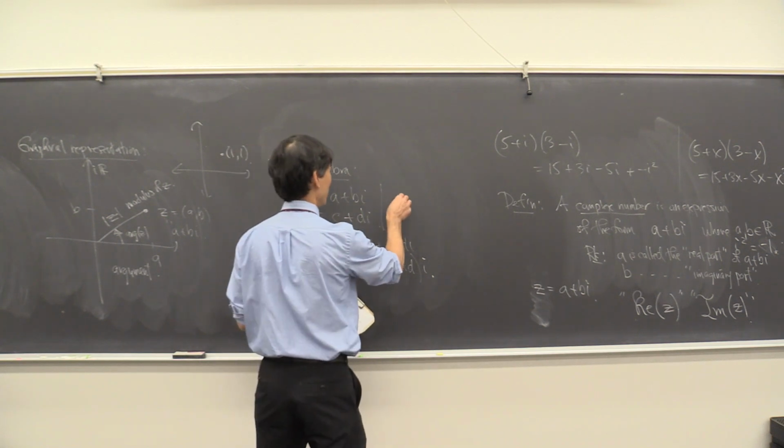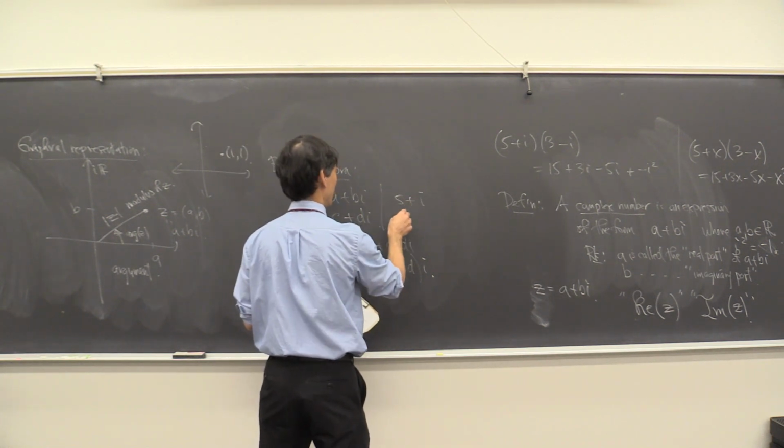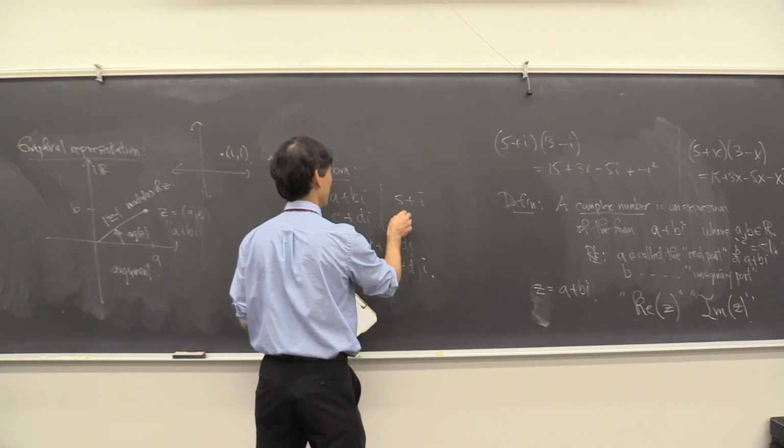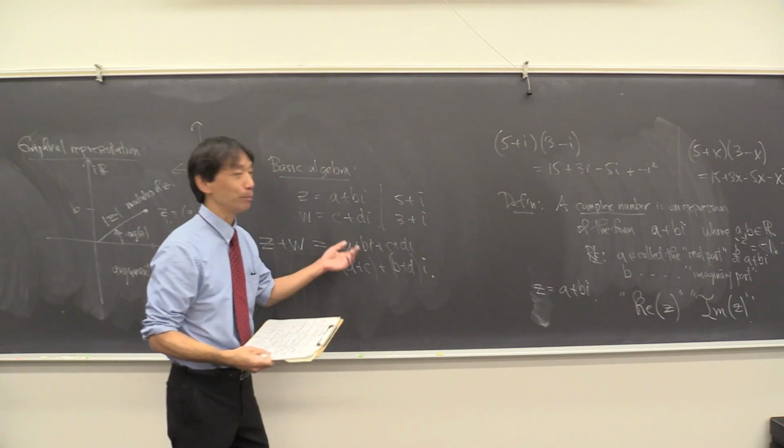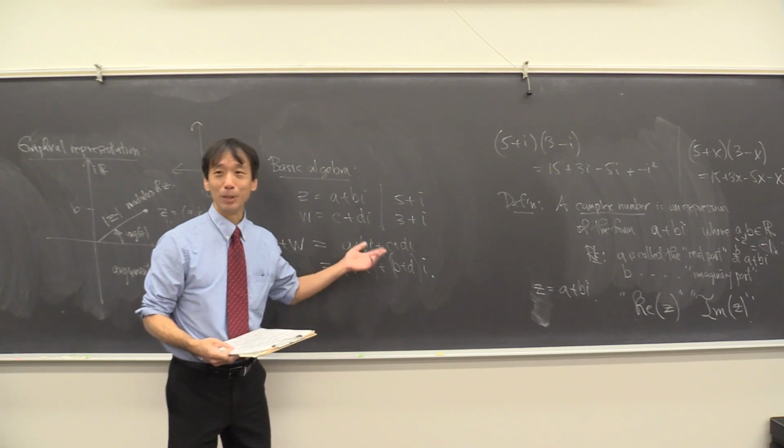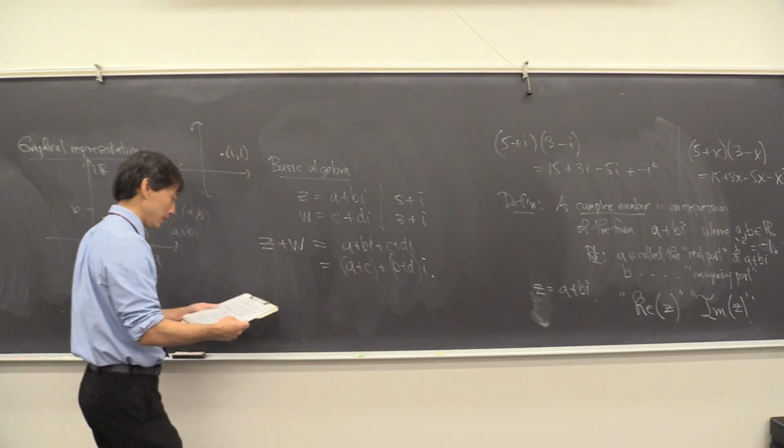This is something very simple, right? If I have 5 plus i and 3 plus i, and I add them together, I'm going to have 8 plus 2i, right? That's all I'm saying here. Okay, nothing fancy.